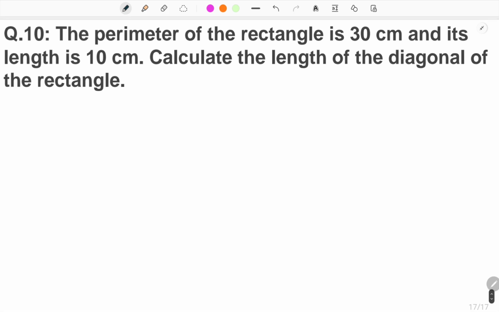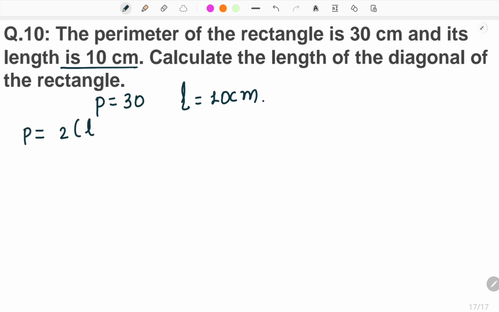The perimeter of a rectangle is 30 centimeters and its length is given 10 centimeter. We have to find the diagonal. I have mentioned the three formulas, if you remember. Three formulas, okay? Perimeter is given 30 centimeter. Length is mentioned how much? 10 centimeter. So what I will do, first of all, I'll find out the width, that is breadth of my rectangle. So perimeter is equal to what? 2 into length plus breadth.